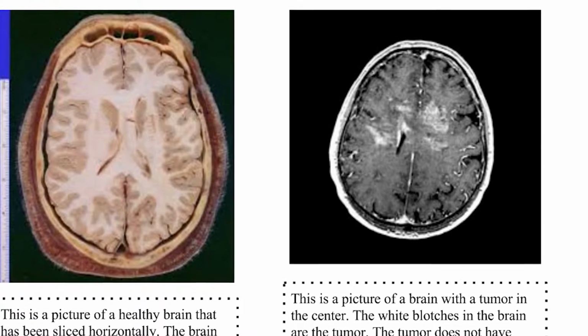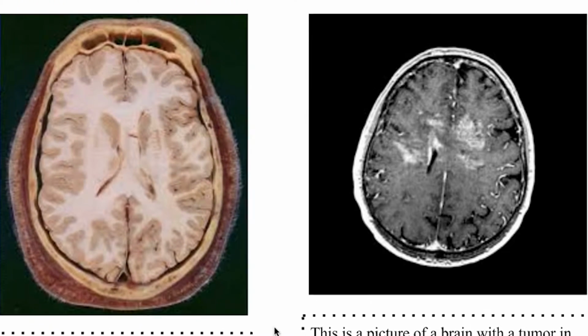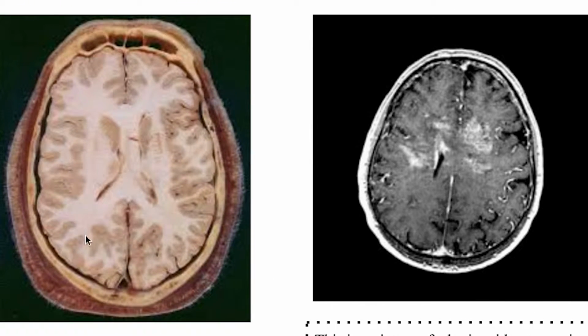In this slide, we see two pictures of the human brain. To the left, there is a picture of a healthy brain that has been sliced horizontally. The brain has visible fractals, as shown in the picture, but it also has underlying fractals in the blood vessels of its tissue. To the right, there is a picture of a brain with a tumor in the center.